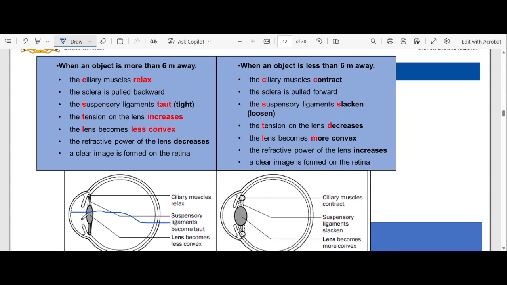Let me try to put it like this. How can I put it? It will not refract or bend light as much, right? It will not bend light as much. Let me just put it that way. So it will not bend light as much, right?